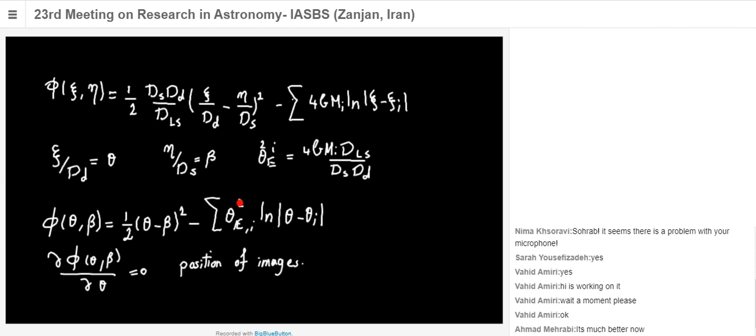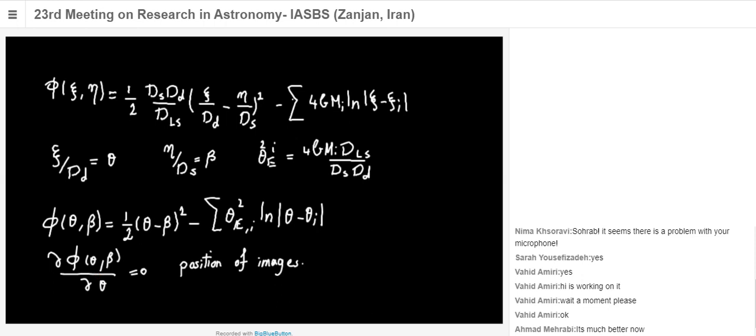Next page. If we have multiple images, then we can write this Fermat potential in terms of the geometrical part, which is the deviation from the straight line, and the next term from the GR effect. We can write this Fermat potential in terms of the angles. Theta is the position of the image, beta is the position of the source, and this is the geometrical part, and this is the GR contribution. Theta_E is called the Einstein angle. If we take a derivative of this Fermat potential, the extreme points of this function will give us the positions of the images.